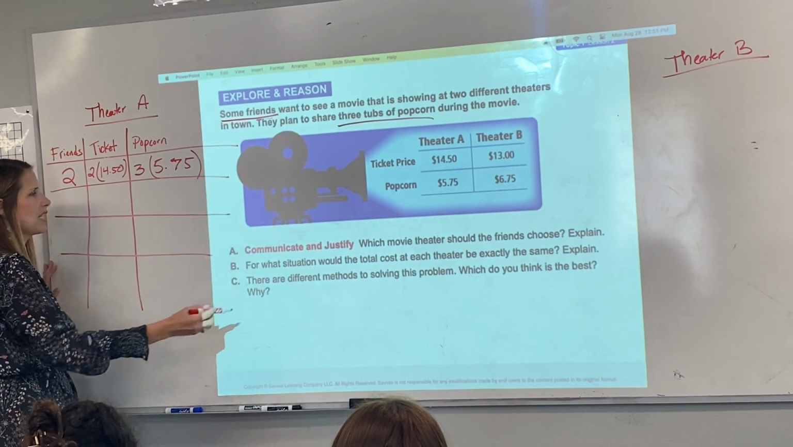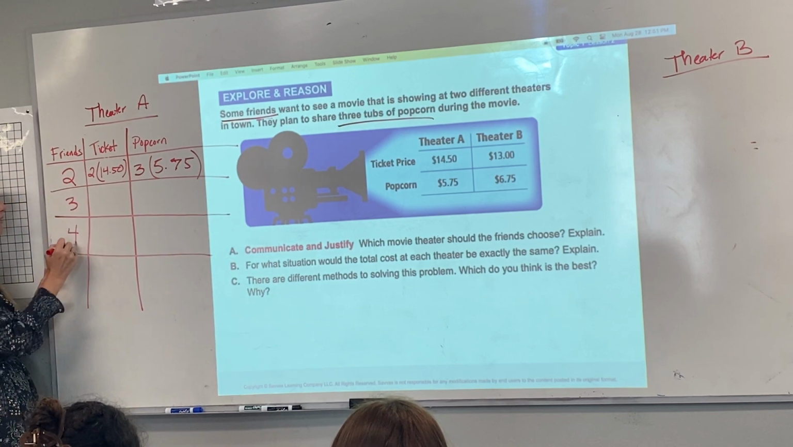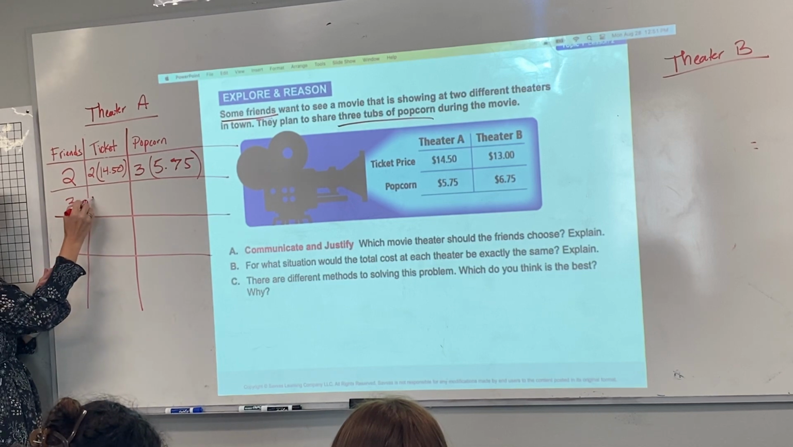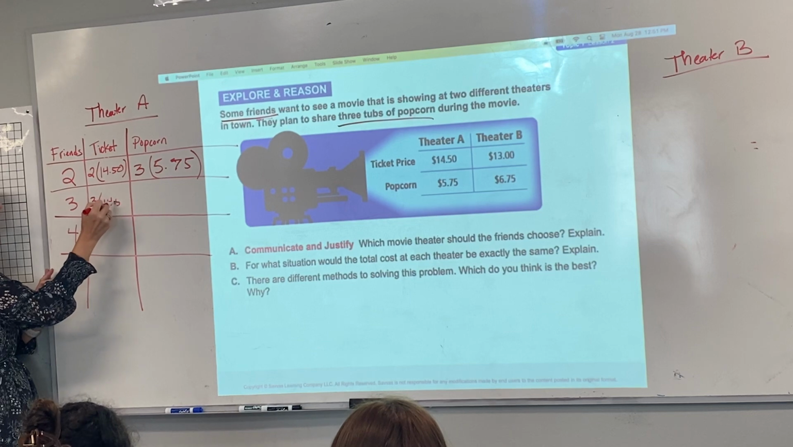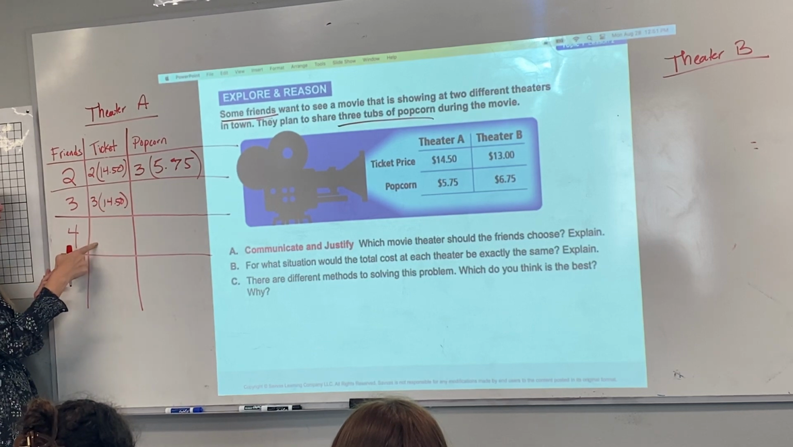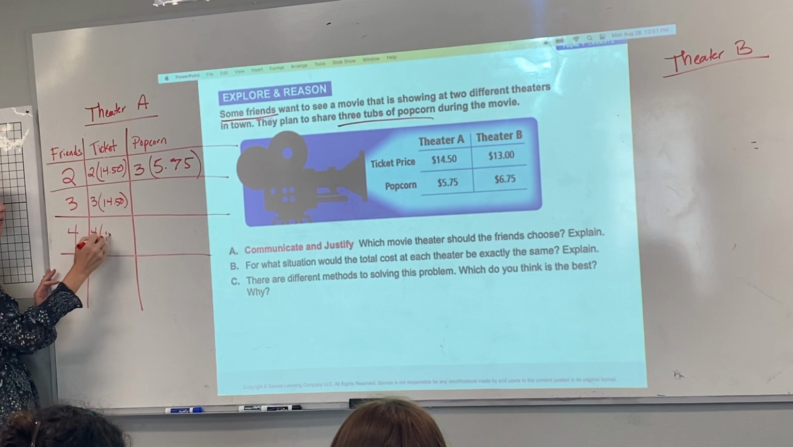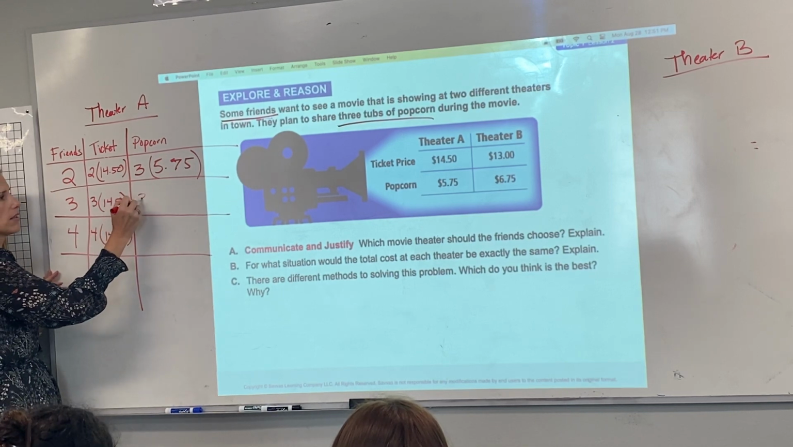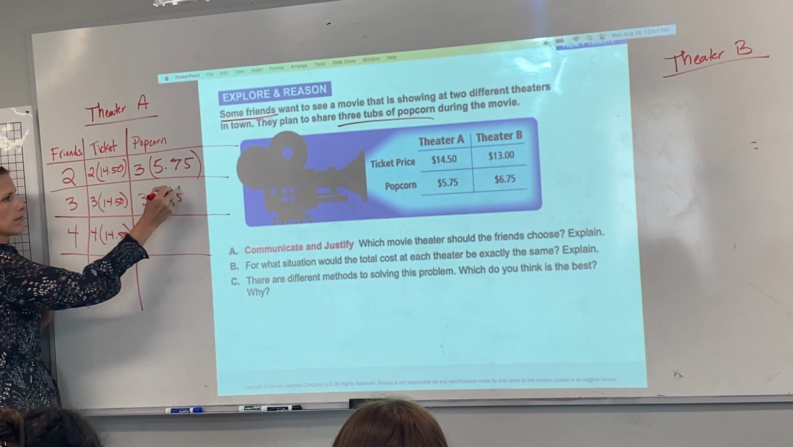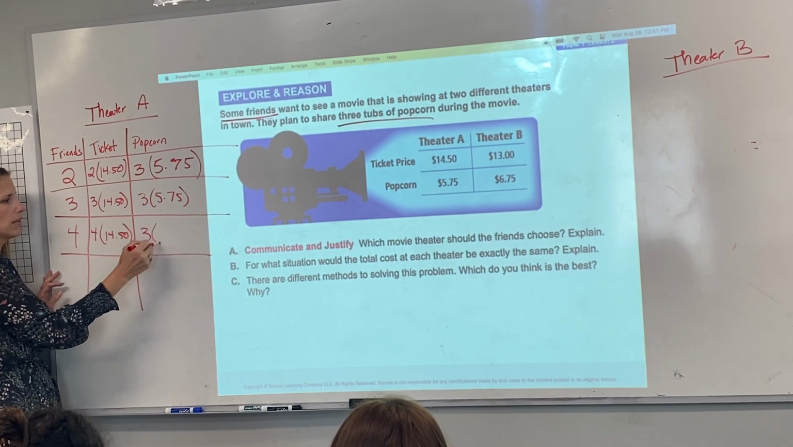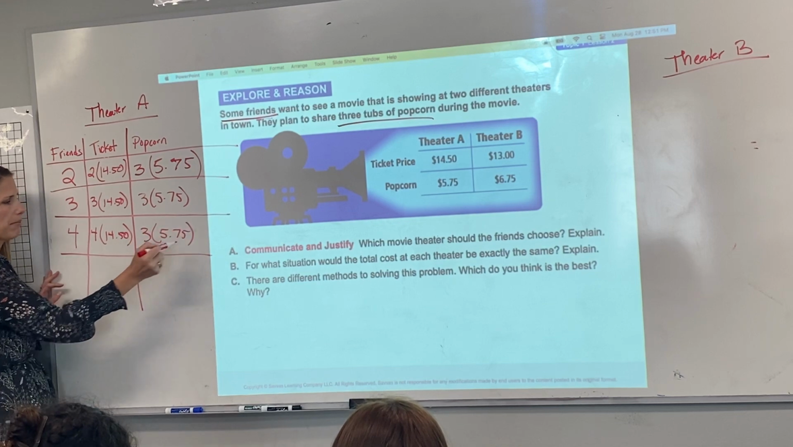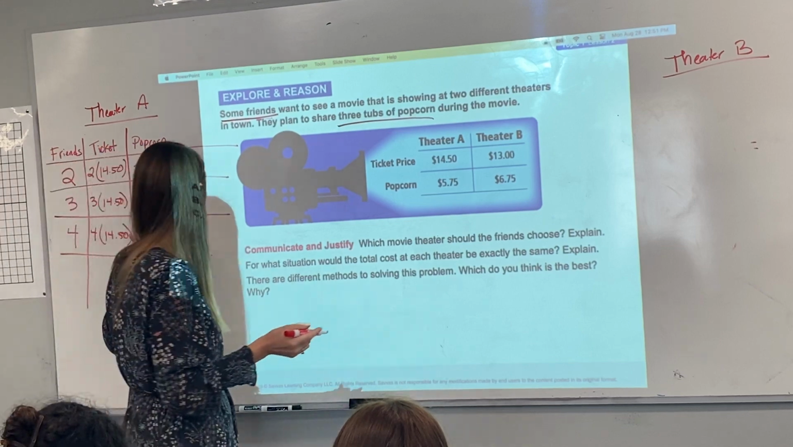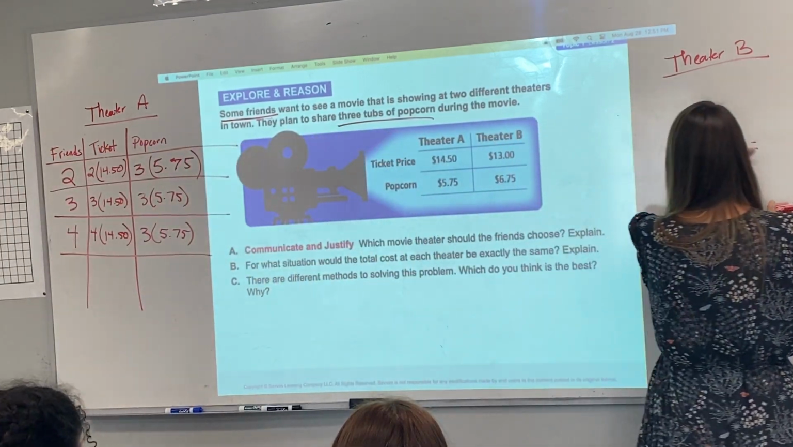It doesn't tell us how many, but let's just start with 2, 3, and 4 and fill in the information. What would this look like? 3 times $14.50. What would this look like? 4 times $14.50. What would this look like? 3 times. Yep. What would this look like? Good. This is all going to stay the same. All right. Let's move over here to theater B. You don't have to do anything with that yet. And let's make the same table.